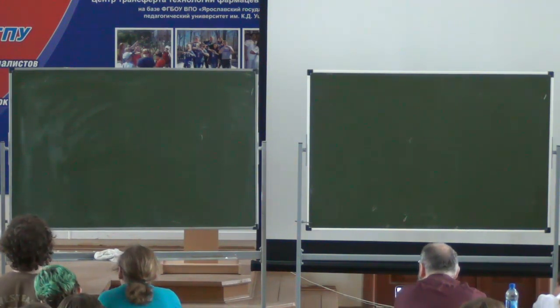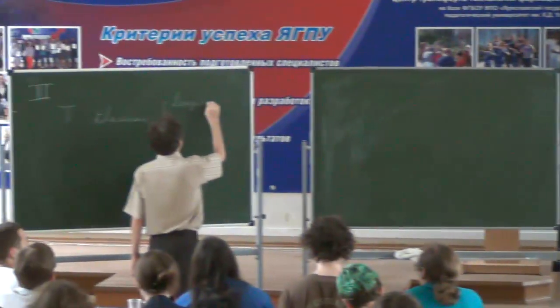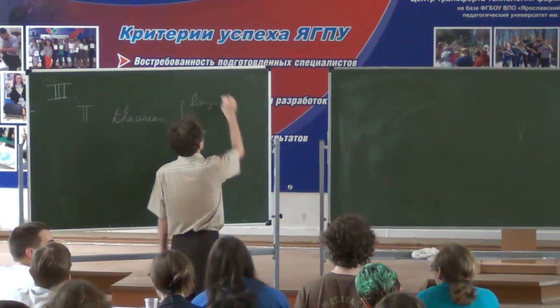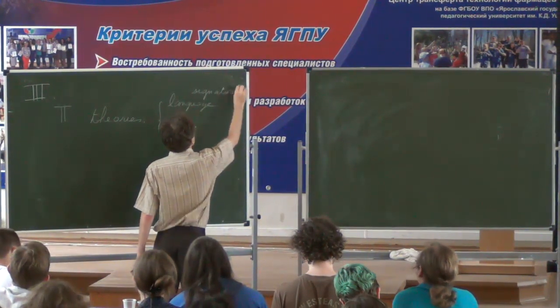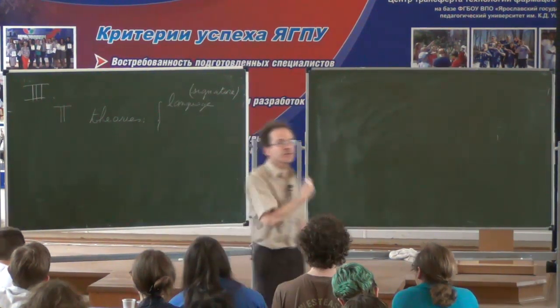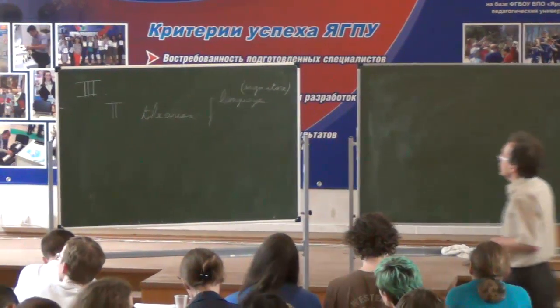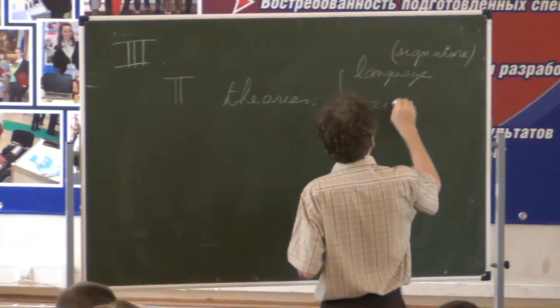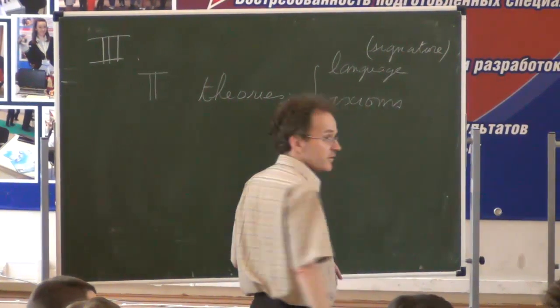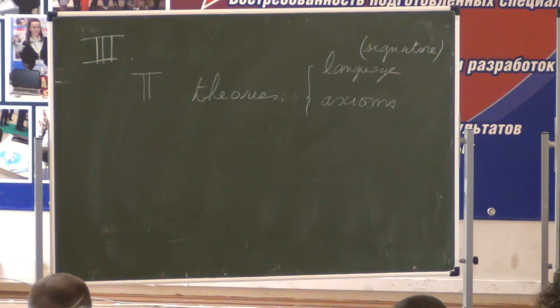So what is a theory? A theory consists in two things. First, a language. Here I immediately introduce the term signature, because logicians use this term, but a signature just means a language. And the second data consists in axioms of the theory.